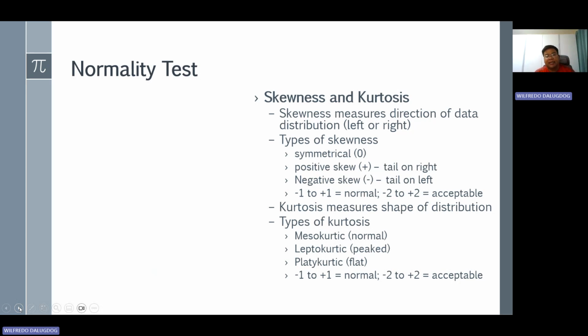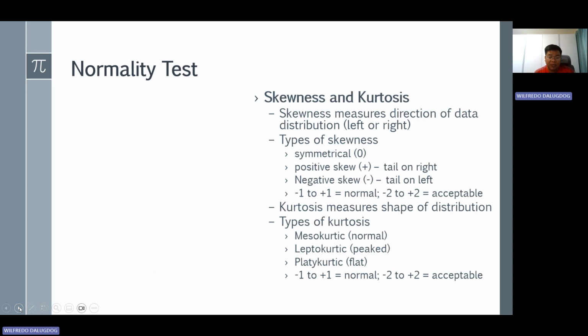Basically, there are three types of skewness. It could be symmetrical if the skewness value is zero, meaning the direction of the data is symmetrical. However, if the data goes to the right side, that is positive skew. And if it goes to the left side, it is a negative skew.